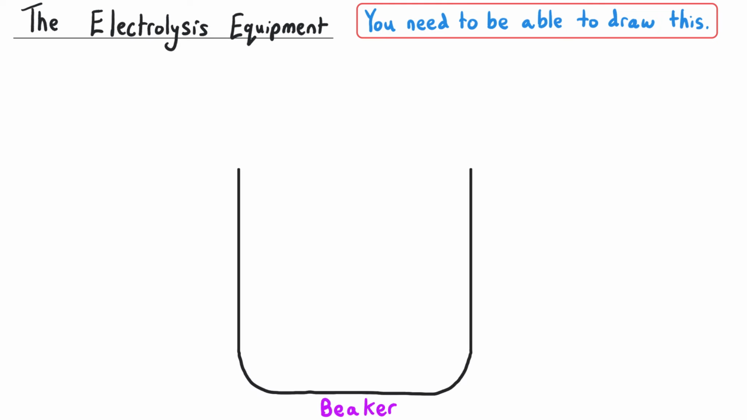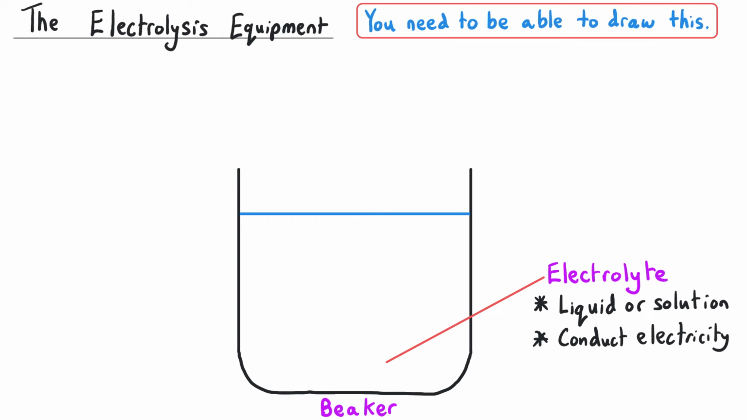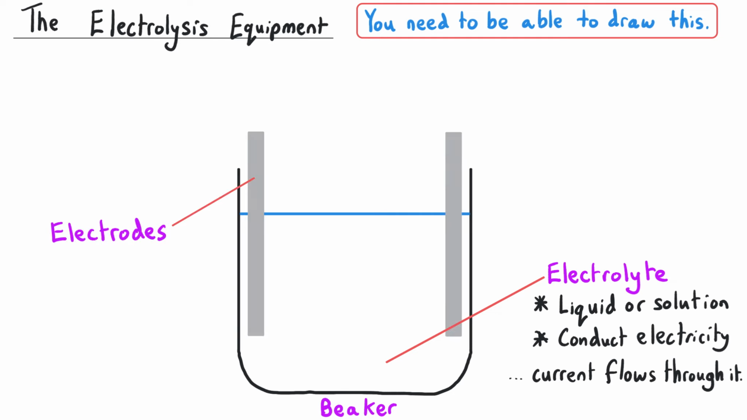You need to be able to understand and explain the process of electrolysis, and you also need to be able to draw diagrams of the equipment that you use during the process. Typically, in school, you do electrolysis in a beaker, but it could really be any shaped container or any scale of container. Into that beaker will go an electrolyte. The electrolyte is the liquid or solution that the electric current flows through, so it's essential that that electrolyte conducts electricity. Into that electrolyte we place some electrodes.